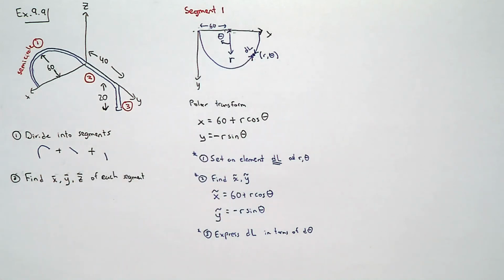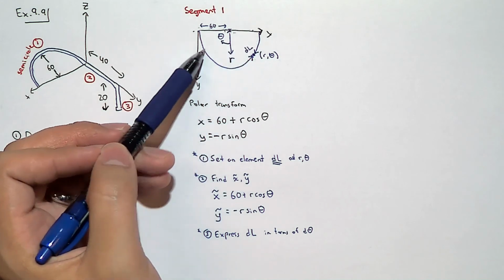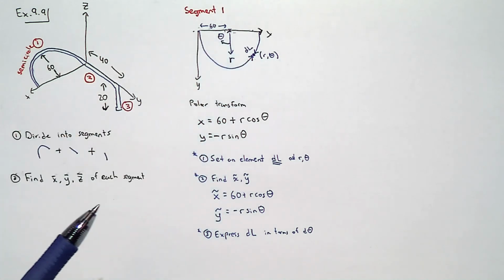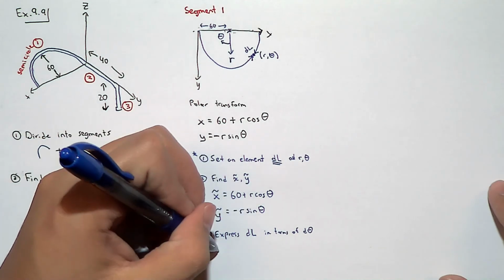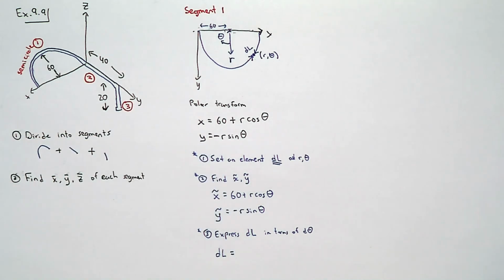In order to have a tiny, tiny, tiny element in polar coordinates, it needs to have a tiny, tiny, tiny dimension, d theta. It cannot be dr because all of these elements have a very discernible finite r, finite radius of 60. So we want to express our length dl in terms of d theta. So what is dl in terms of d theta? Let me blow this up.